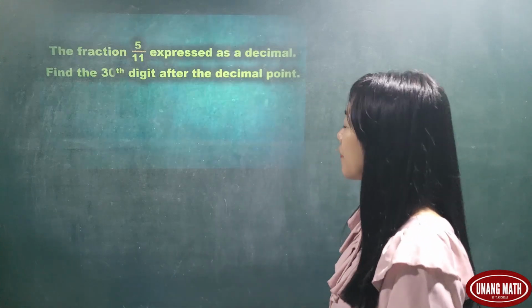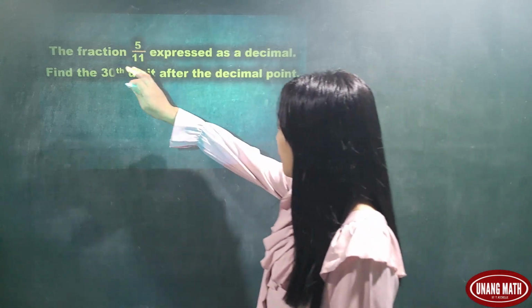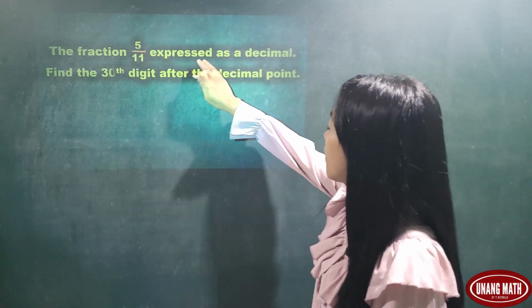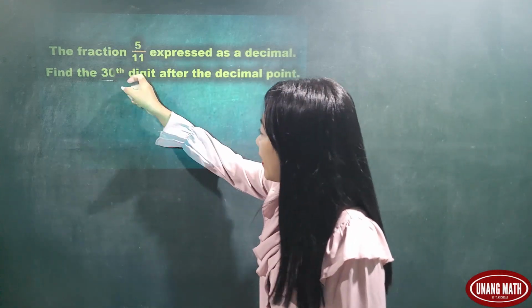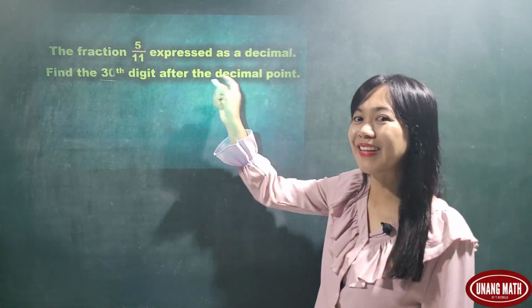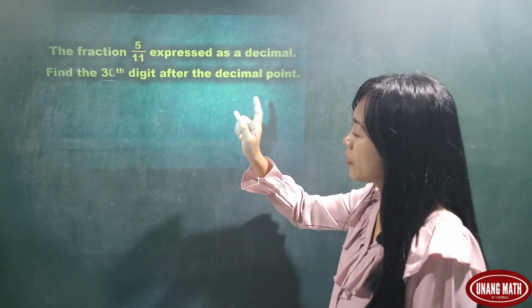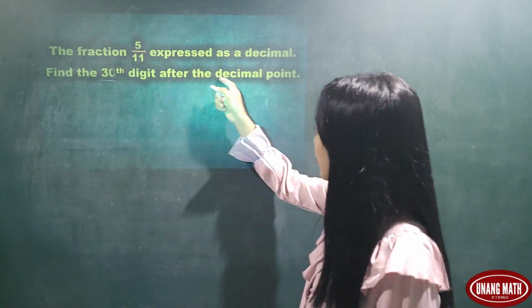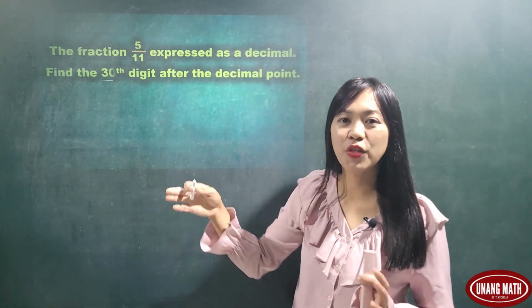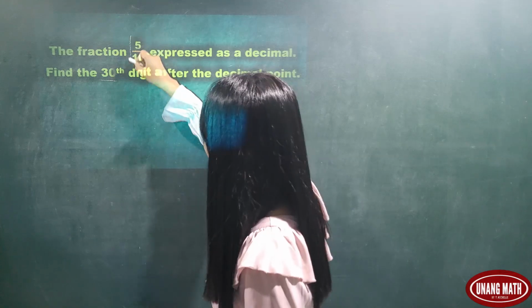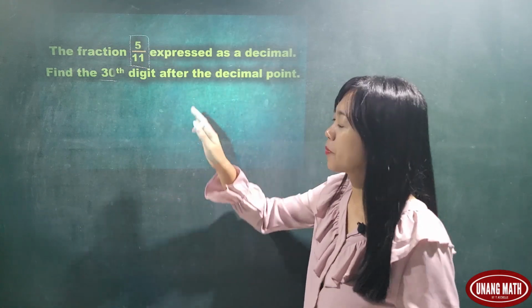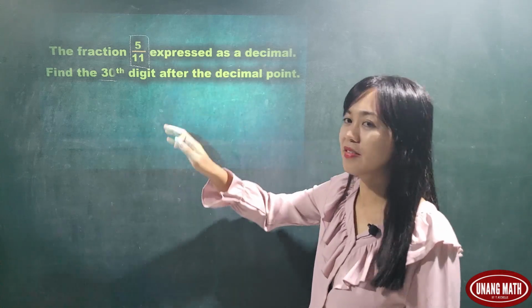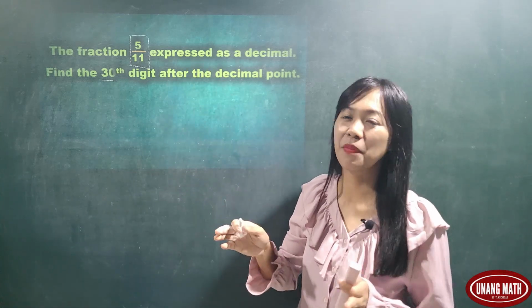Okay, let's start with the first one. The fraction 5 over 11 expressed as a decimal. We will find the 30th digit after the decimal point. In order to find the 30th digit after the decimal point, the first thing we need to do is convert 5 over 11 to a decimal number. And probably this decimal number is a repeating decimal number.